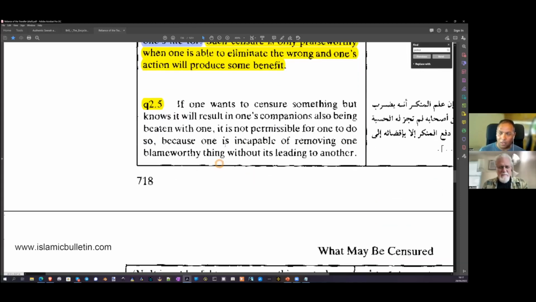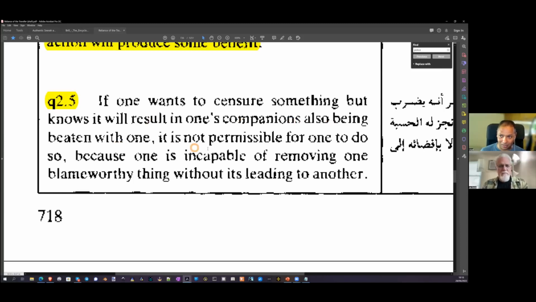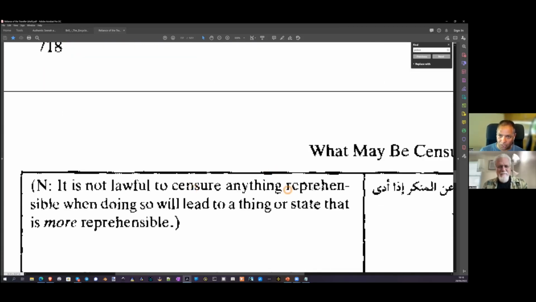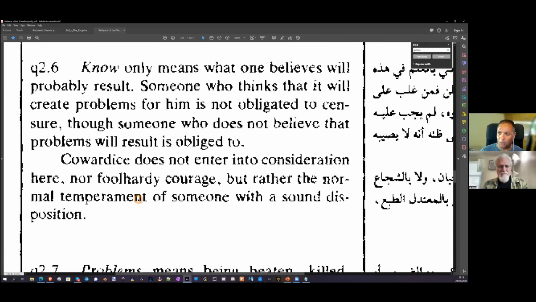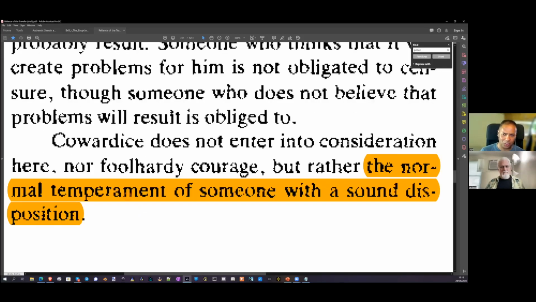Right. So if one wants to censure something, but knows it will result in one's companions also being beaten, it is not permissible to do so because one is incapable of removing one blameworthy thing without its leading to another, because a Muslim is the brother of another Muslim and he cannot bring harm to another Muslim. It is not lawful to censure anything reprehensible when doing so will lead to a thing or state that is more reprehensible. So I will continue. But notice they state here, Jay, they kind of anticipated you. Cowardice does not enter into consideration here, nor foolhardy courage, but rather the normal temperament of someone with a sound disposition.